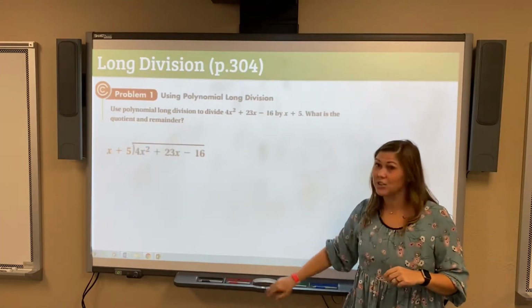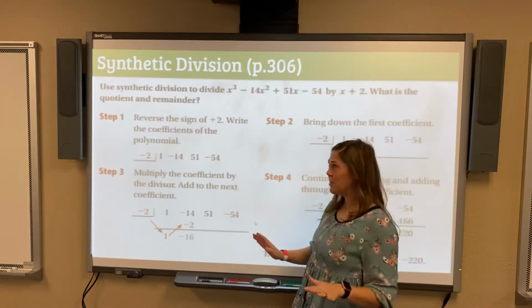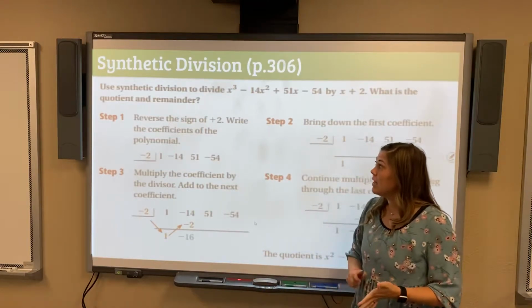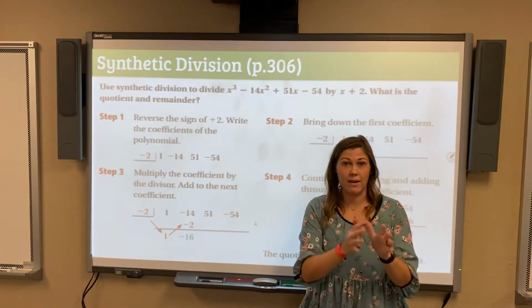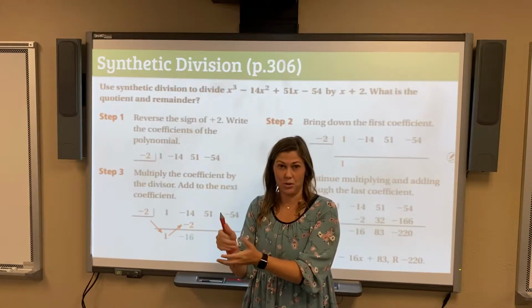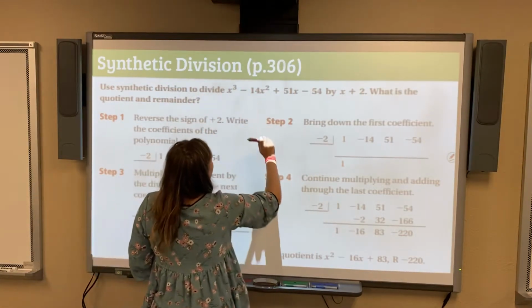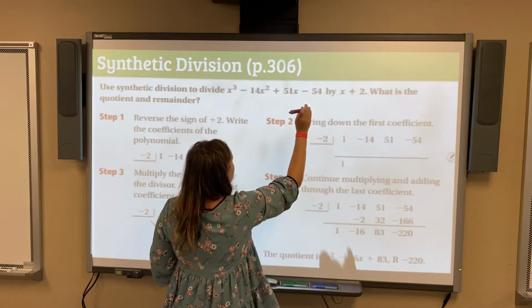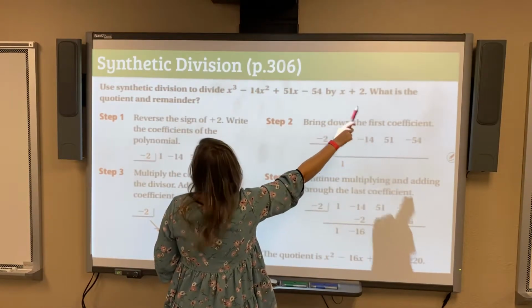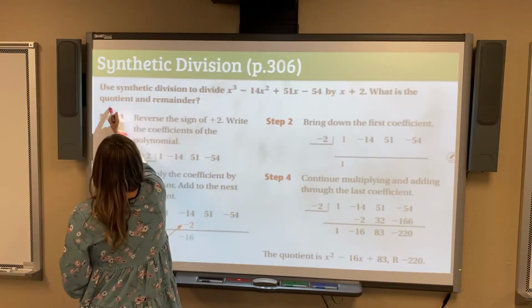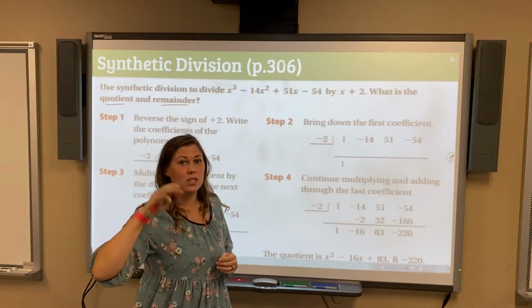Okay, now let's learn synthetic division. It's so much fun. Same thing here: we need to make sure that we have every term as a placeholder. So we're using synthetic division to divide x cubed minus 14x squared plus 51x minus 54 by x plus 2. What is the quotient and the remainder? We're still finding the same thing, just a different method.